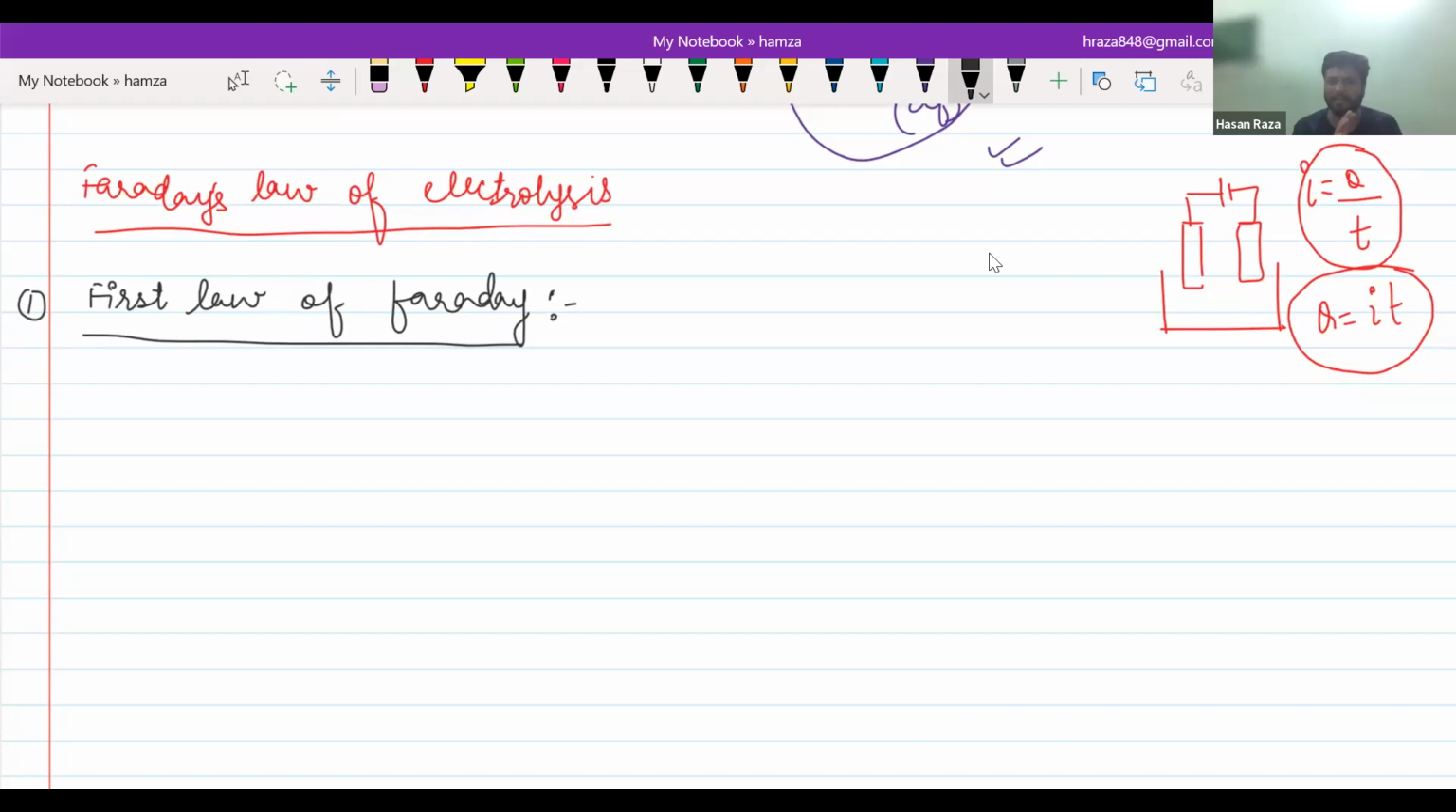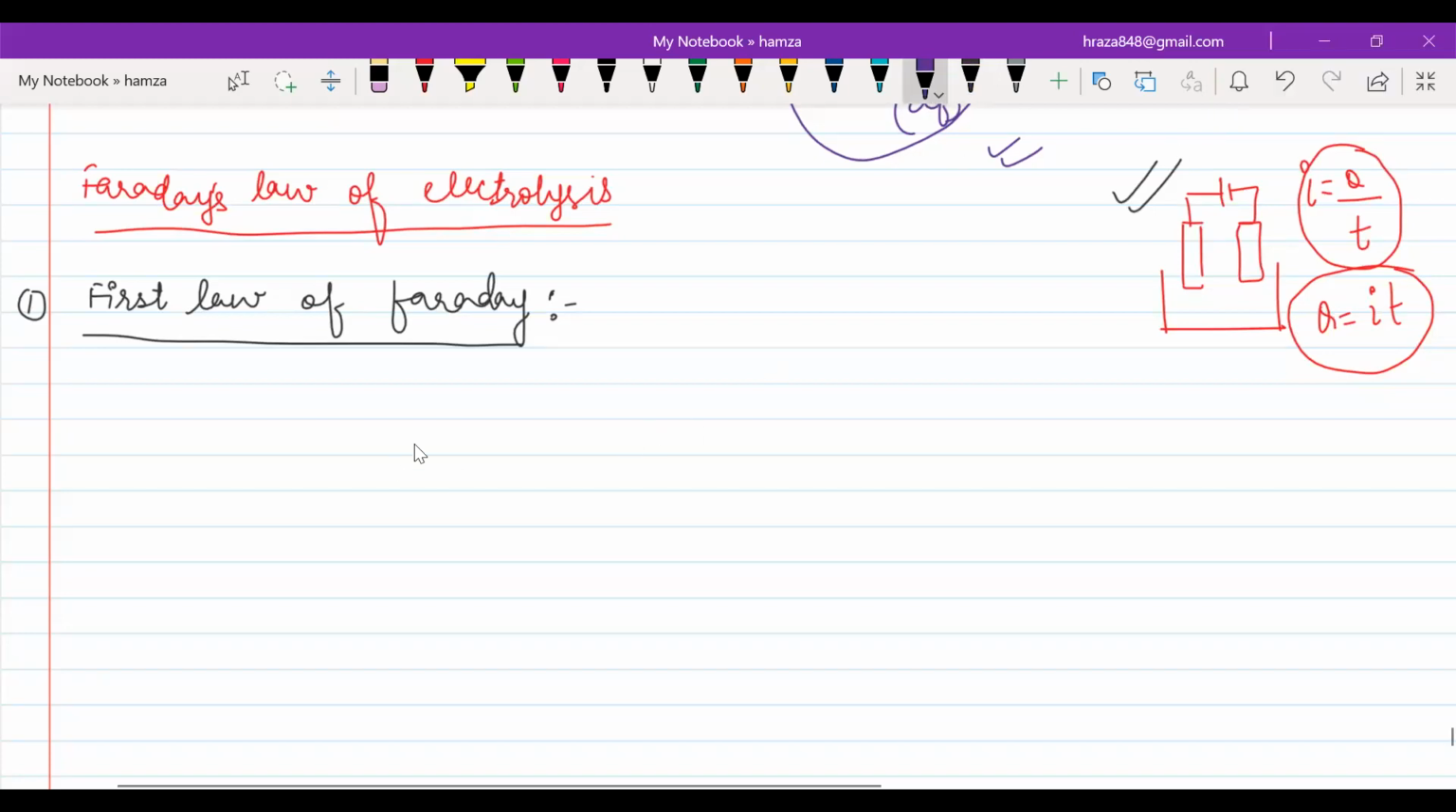That substance, whether in gaseous state or solid state, will be directly proportional to the charge flowing in this circuit. If you increase the charge flowing through this circuit, the substance deposited or evolved on a particular electrode will also increase. If you decrease the charge, the substance evolved or deposited will also decrease. Got it? Yes, sir. So basically, this is very easy.